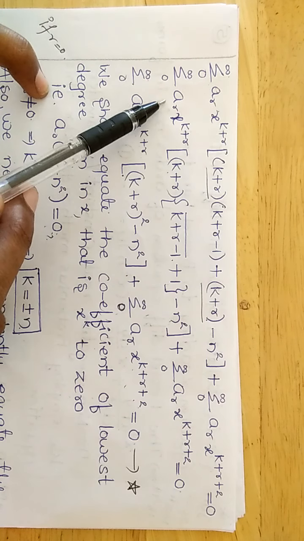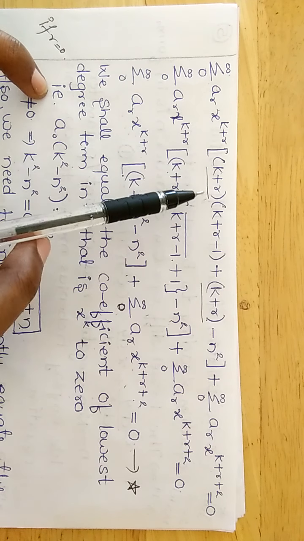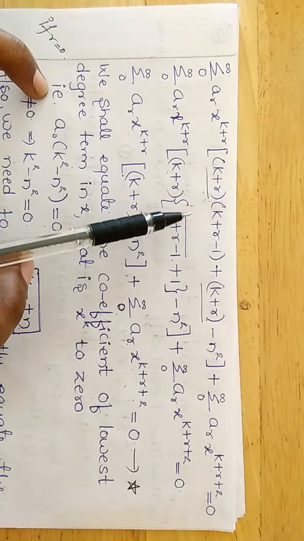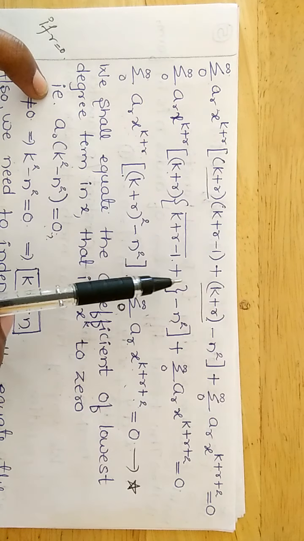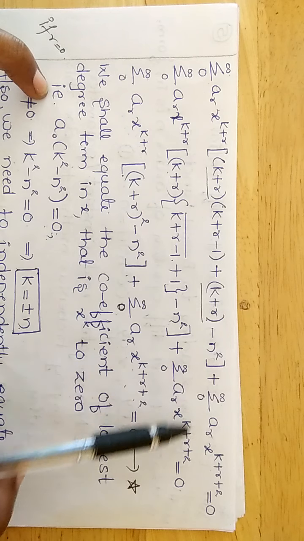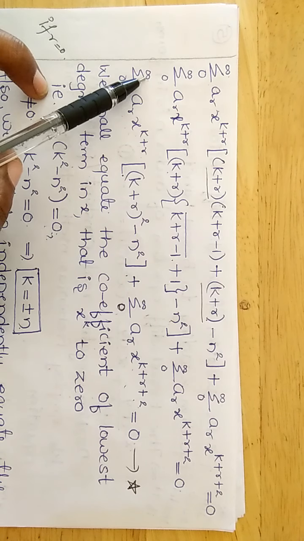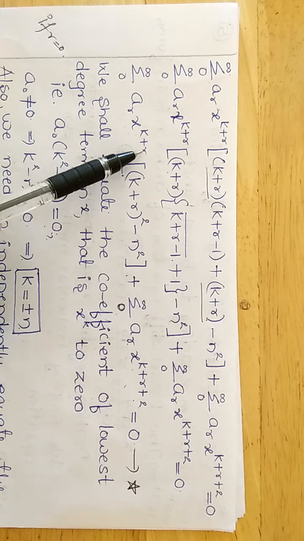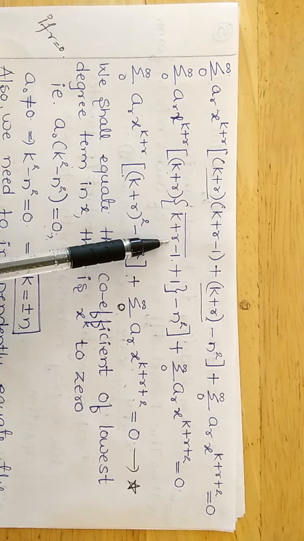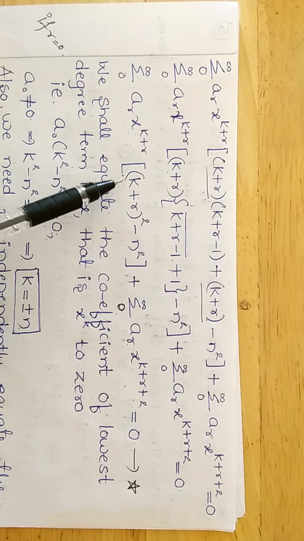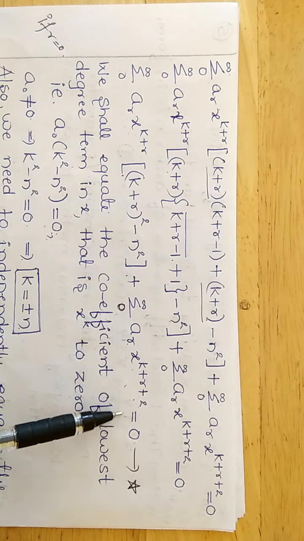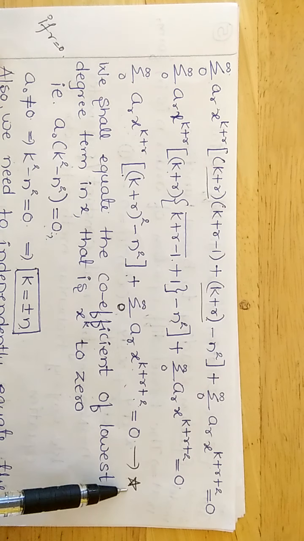Summation is from 0 to infinity ar into x to the power k plus r. Among these two terms k plus r is common, so take it out. Remaining term is k plus r minus 1 plus this term 1 minus n square, plus second term keep as it is, which is equal to 0. Summation is from 0 to infinity ar into x to the power k plus r. Minus 1 plus 1 get cancelled, remaining term is k plus r. k plus r into k plus r, we get k plus r whole square minus n square, plus second term keep as it is, which is equal to 0. Call it equation star.